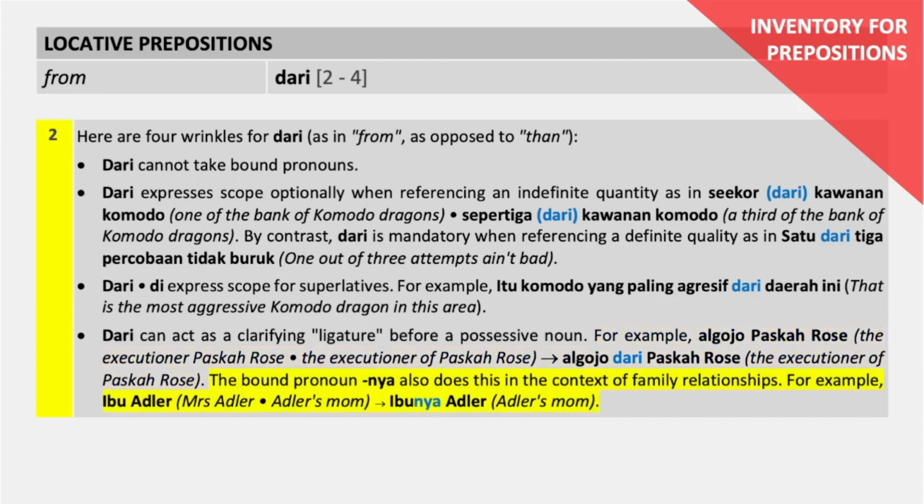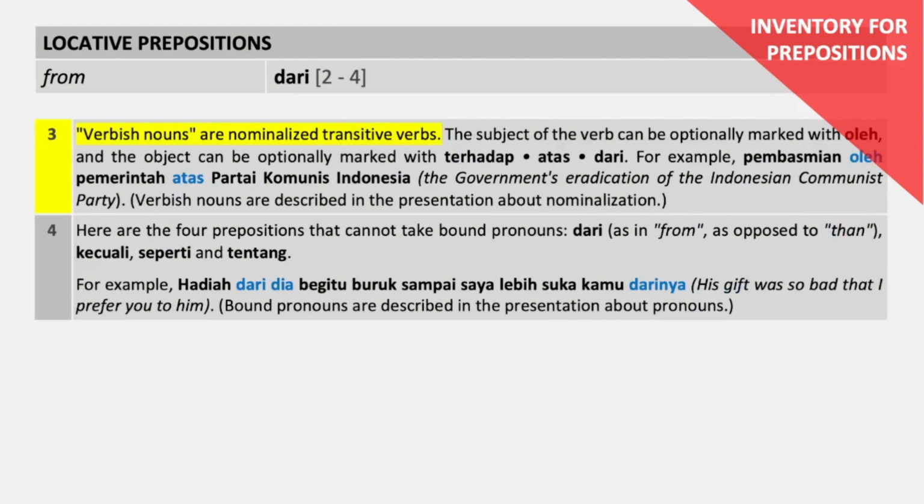The bound pronoun nya also does this in the context of family relationships. For example, Ibu Adler can mean Mrs. Adler or Adler's mom. Add nya and you get Ibunya Adler, Adler's mom. Verbish nouns are nominalized transitive verbs. The subject of the verb can be optionally marked with oleh, and the verb can be optionally marked with terhadap, atas, or dari. For example, pembasmian oleh pemerintah atas Partai Komunis Indonesia, the government's eradication of the Indonesian Communist Party.